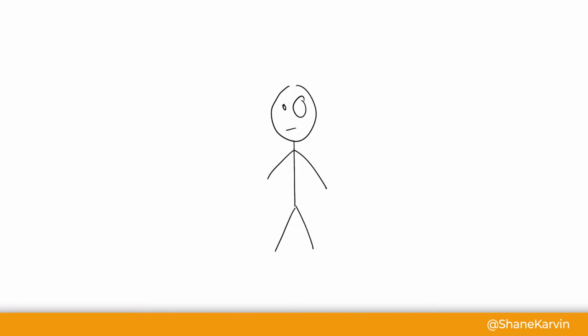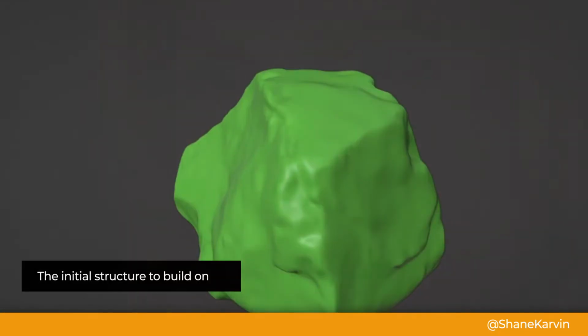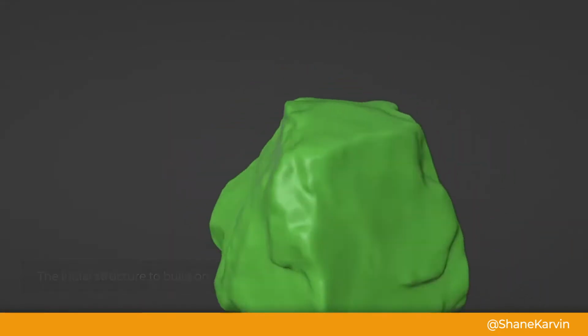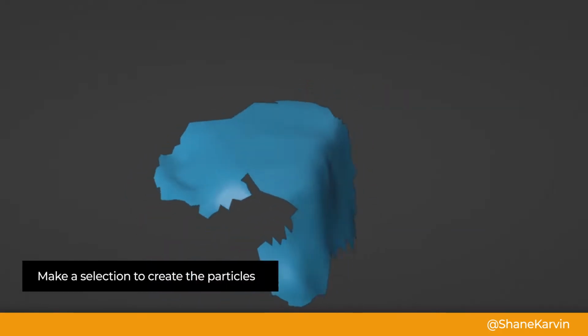So how did I do this in Blender? Hi, my name is Shane Covin, and let's go through the process. So I took an initial structure, which is a rock, and I cut out a part of that rock as a separate mesh so I can do all the stuff on it.